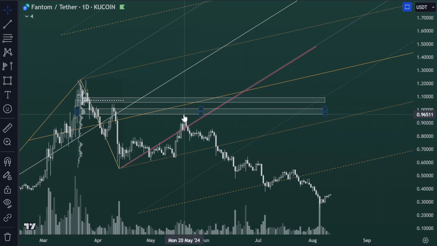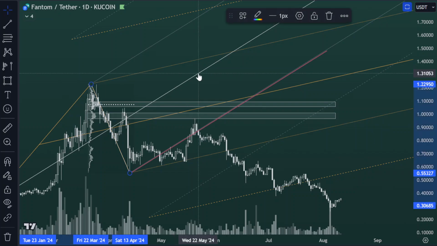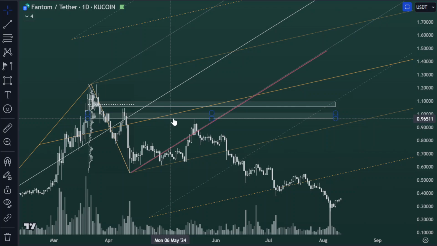Okay, in fact, before this week, it has been going up and down the lower parallel. And that's a very bearish sign. Okay, so that's an indication that price wouldn't even touch the median line here. Okay, so that's the first thing.